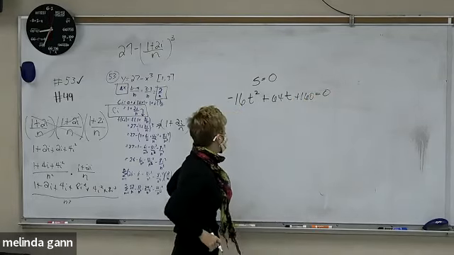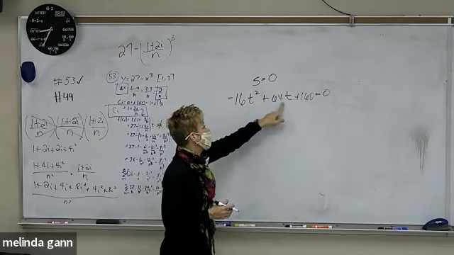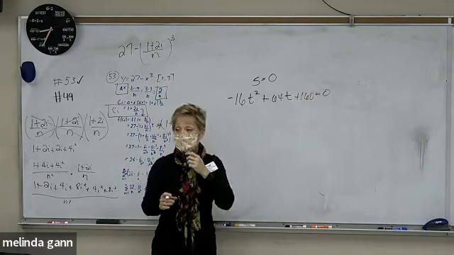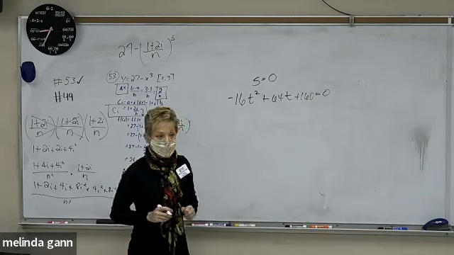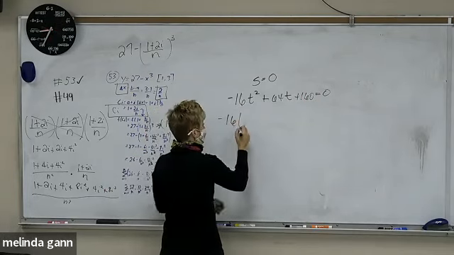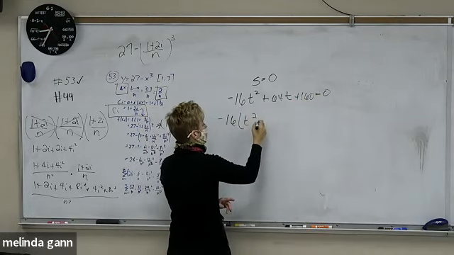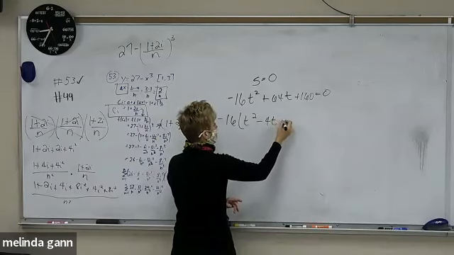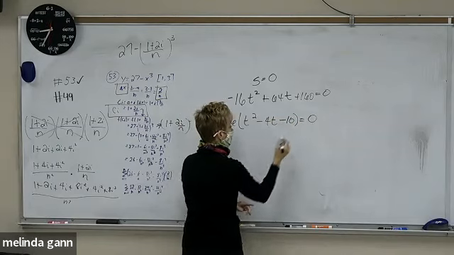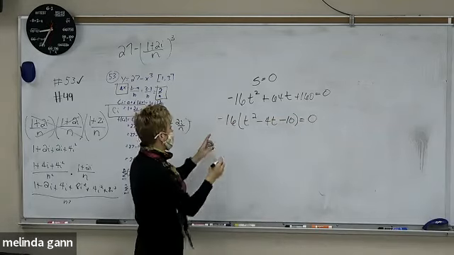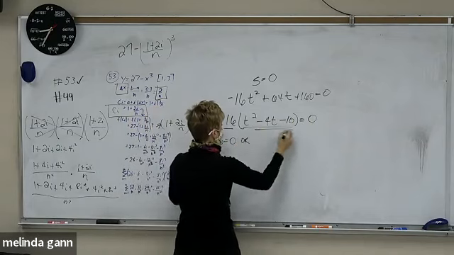Now, once again, if you don't like big numbers, you can pull something out. What's the greatest common factor between these coefficients? 16. You can pull out a -16 or a +16, your preference. I tend to pull out a -16, but that's not more correct. If I do that, I'm gonna get a t squared, and then -4t, and then minus 10 equals 0. Now, that either says that -16 is 0, or this thing is 0.